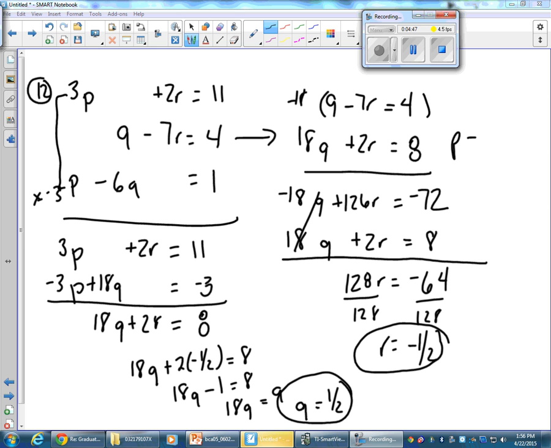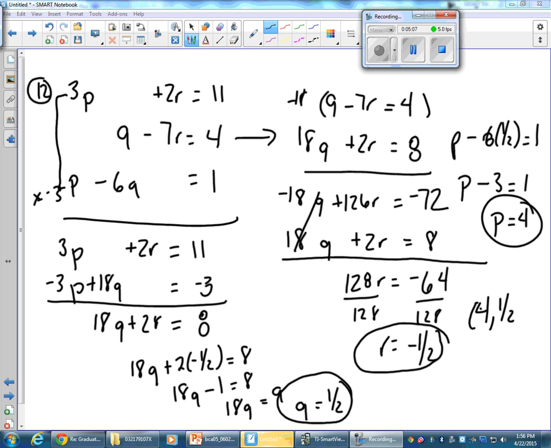minus 6 times Q, 6 times 1/2, equals 1. So that's P minus 6 times 1/2 will be 3 equals 1. Add 3, I get P is equal to 4. So my answer, and I want to write it as a coordinate triple, you write it in alphabetical order, is going to be P is 4, Q is 1/2, and R is -1/2. And that's my answer for number 12.